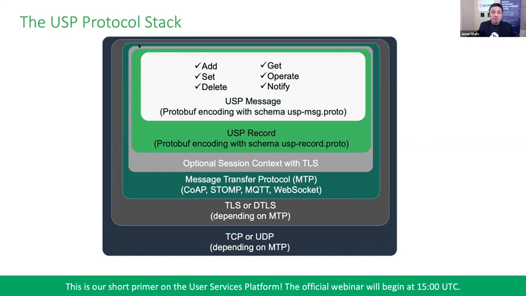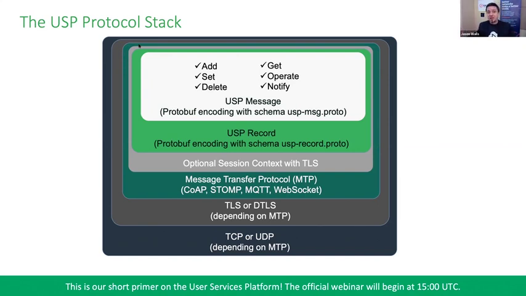That is then encapsulated in a USP record, and that's what handles all of the security and integrity and transport. And that's also protobuf encoded. At that point, you might have an optional session context that's over TLS. That's that application layer TLS we're talking about. And then it gets transported over one or more message transport protocols.